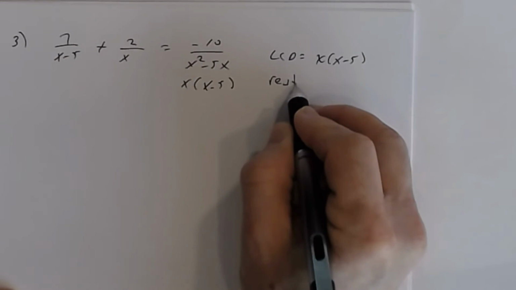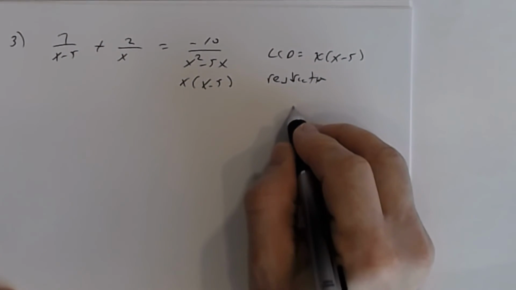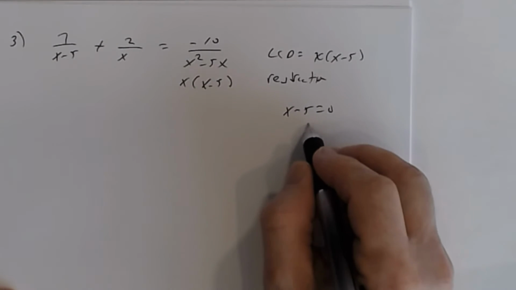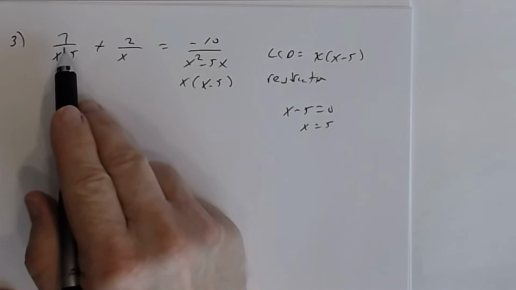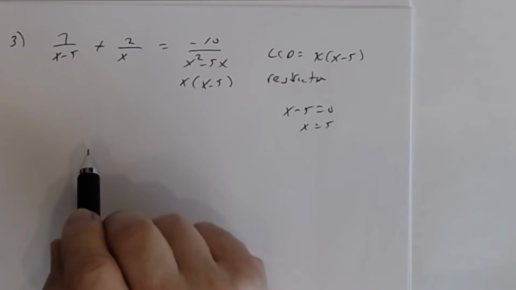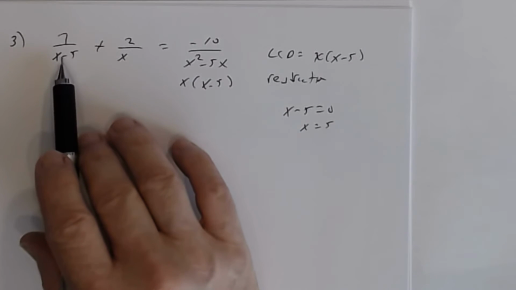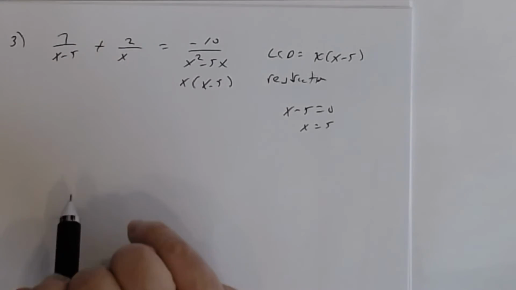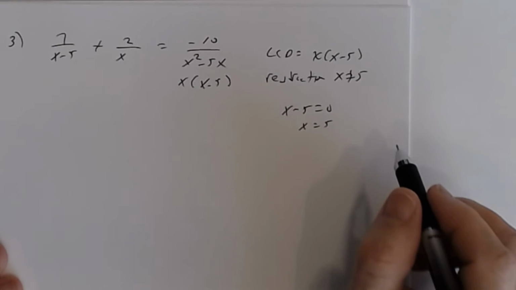Now you have to determine the restrictions. So what makes this denominator 0? So ask yourself, where is x minus 5 equal to 0? Well, x minus 5 is equal to 0 when x equals 5. Because if x is 5, 5 minus 5 is 0. 7 divided by 0 is undefined. So that's why you're finding the restrictions. You're finding what makes this rational expression undefined. And so when x is 5, 5 minus 5 is 0, so that makes this 7 divided by 0, which is undefined. So I cannot use 5. 5 cannot be a solution.